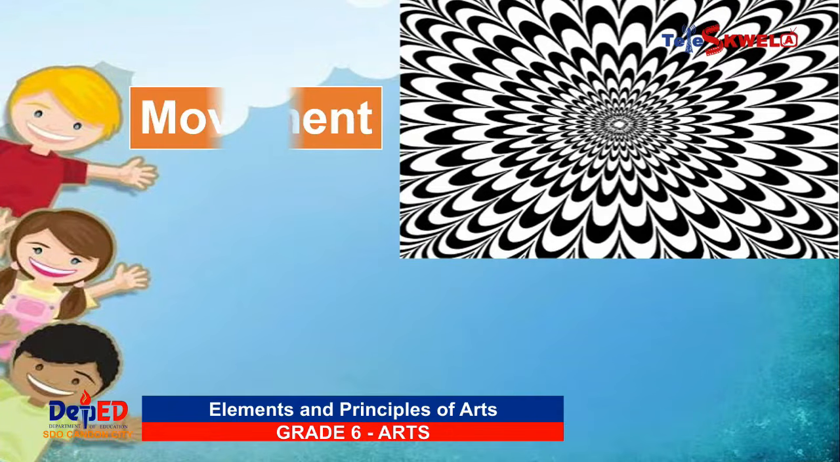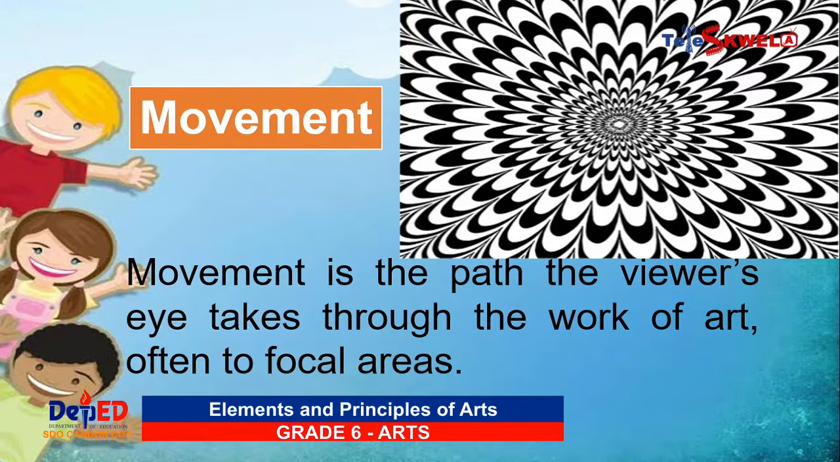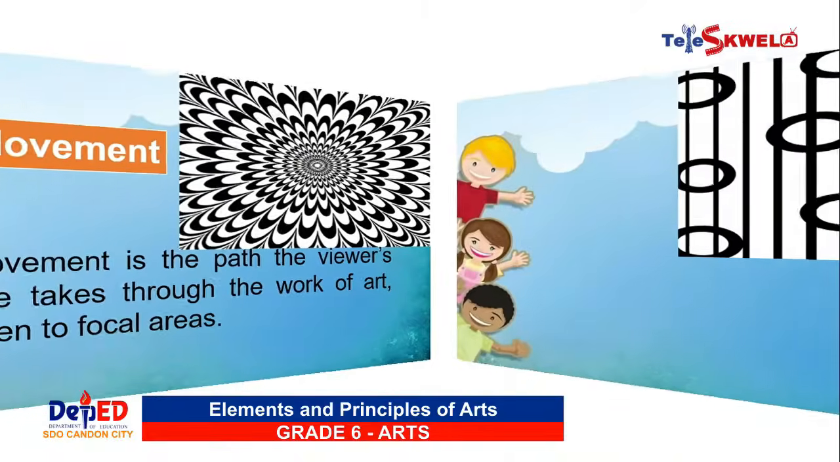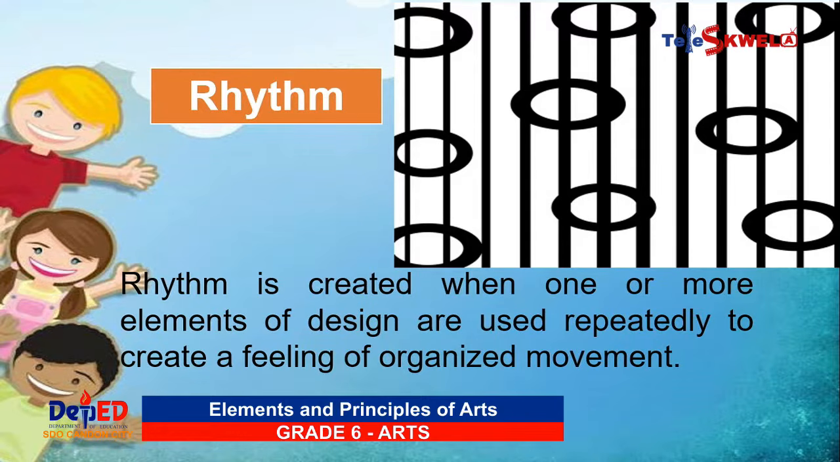And we have movement. Movement is the path the viewer's eye takes through the work of art, often to focal areas. Such movement can be directed along lines, edges, shape, and color within the work of art. Number 7 is rhythm. Rhythm is created when one or more elements of design are used repeatedly to create a feeling of organized movement. Rhythm creates a mood like music or dancing. To keep rhythm exciting and active, variety is essential.